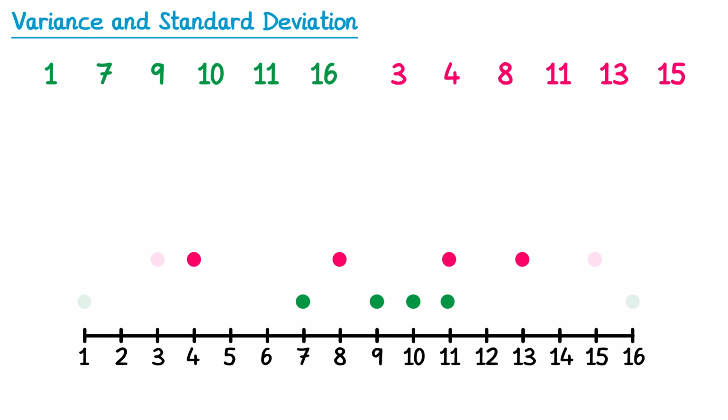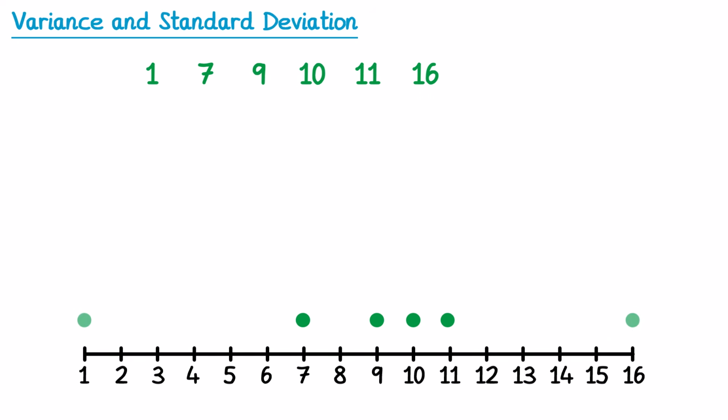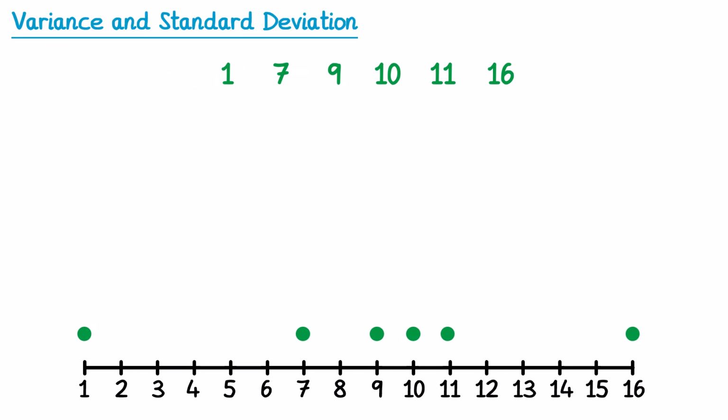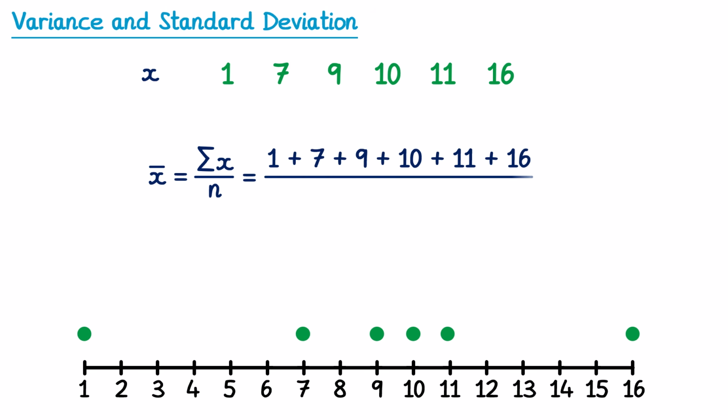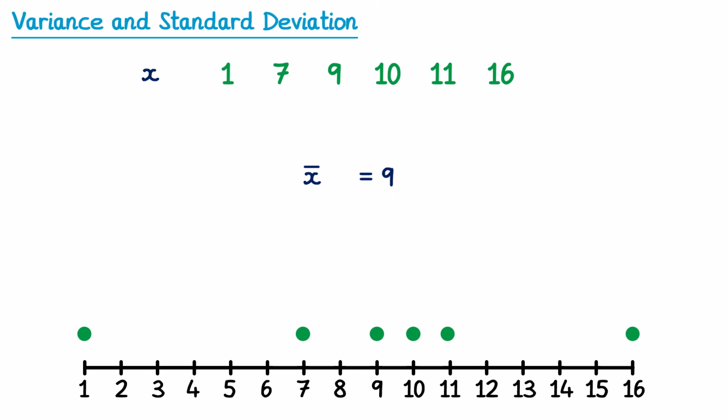Let's have a look at how we calculate the variance for the green set of numbers. Before we begin, we're going to label this data with a variable. Let's just call it x. Then we're going to work out the mean of this set of data, so x bar, which is the sum of x over n. So to find the mean, we add up all of the x values, and then divide it by how many there are, which in this one is 6. If you do this calculation, you'll find the mean of these set of numbers is 9, so x bar equals 9. We can add x bar onto our diagram.